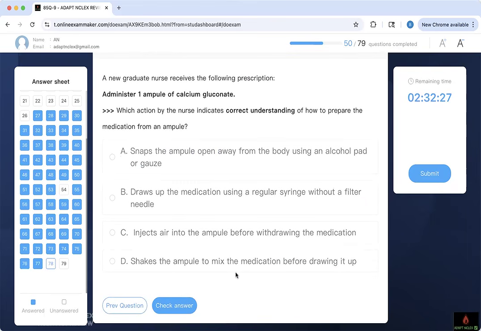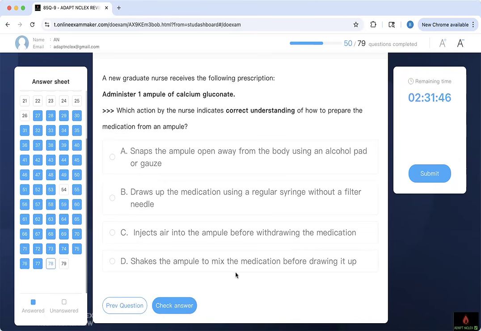A new graduate nurse received the following prescription. Administer 1 amp of calcium gluconate. Which action by the nurse indicates correct understanding of how to prepare a medication from the amp? Snap the ampule open away from the body using an alcohol pad or gauze. Draw up the medication using a regular syringe without a filter needle. Inject air into the amp before withdrawing the medication. Shake the amp to mix the medication before drawing up. Which one indicates correct understanding?